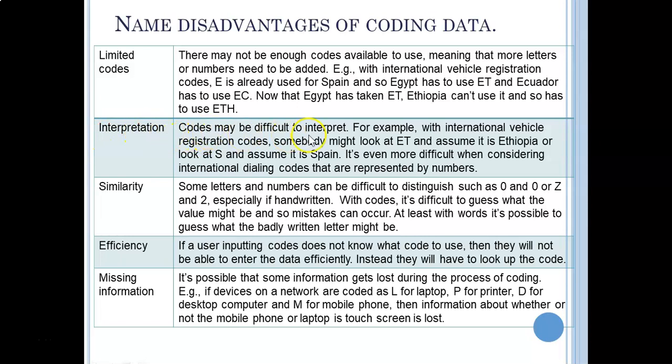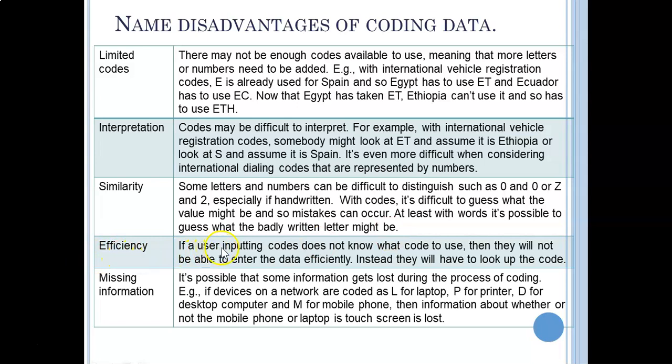Interpretation: codes may be difficult to interpret. For example, with international vehicle registration codes, using the codes I've given over here, somebody might look at ET and assume it is Ethiopia, or look at S and assume it is Spain. It's even more difficult when considering international dialing codes that are represented by numbers, so we can misinterpret the codes. Similarity: some letters and numbers can be difficult to distinguish, such as 0 and O, or Z and 2, especially if handwritten. With codes it's difficult to guess what the value might be, and so mistakes can occur. At least with words it's possible to guess what the badly written letter might be.